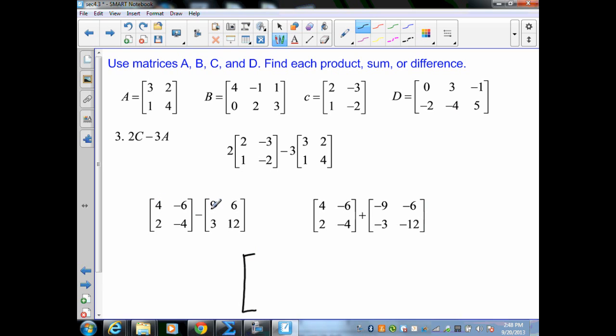4 minus 9 is a negative 5. Negative 6 minus 6 is a negative 12. 2 minus 3 is a negative 1. And negative 4 minus 12 is a negative 16. And we can verify both processes by doing the same. 4 plus a negative 9 is a negative 5. Negative 6 plus a negative 6 is a negative 12. 2 plus a negative 3 is a negative 1. And negative 4 plus a negative 12 is a negative 16. So either process, you can have a resultant that is the same.